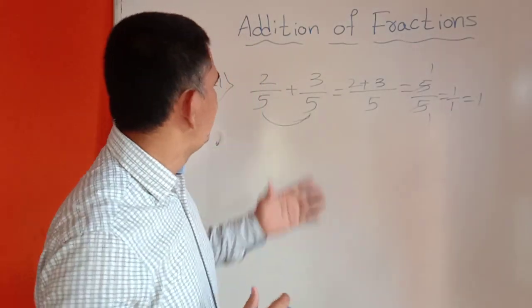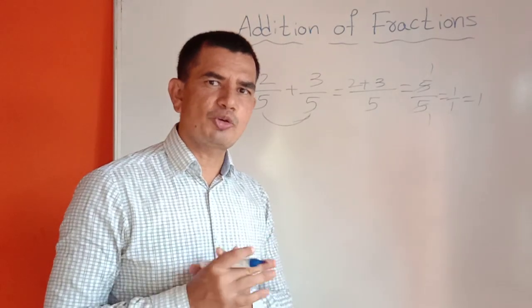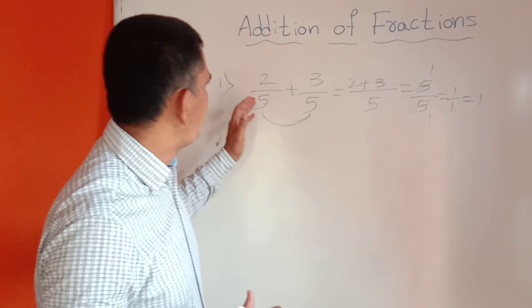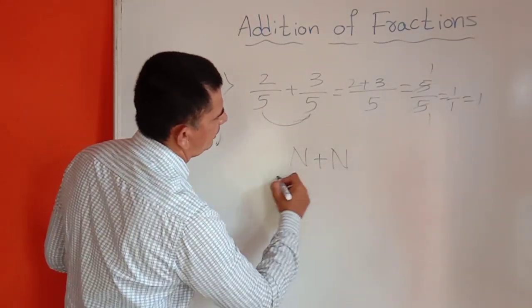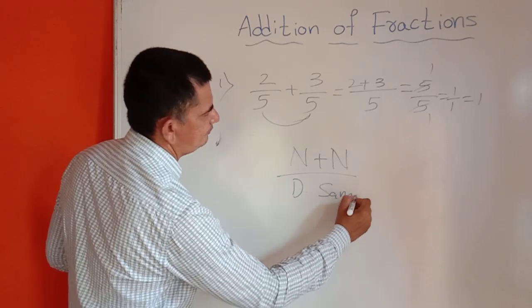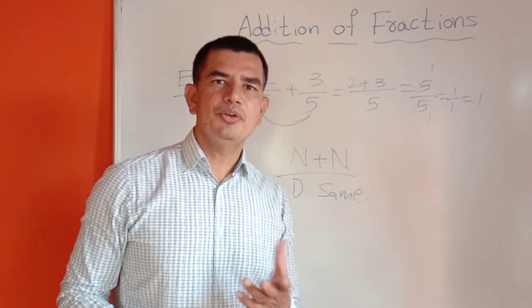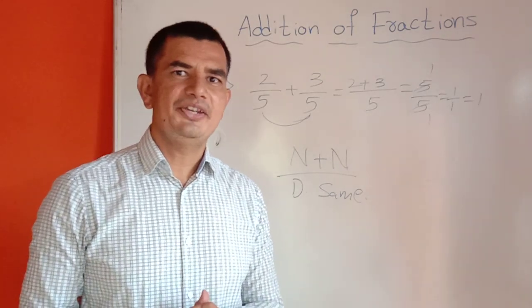Okay, students, this is how to do when the denominators are same. One more time I will tell you. When the denominators are same, we have to add numerator plus numerator. Students, when the denominators are changed, how we can do? So next time, let's do that when the denominators are changed.